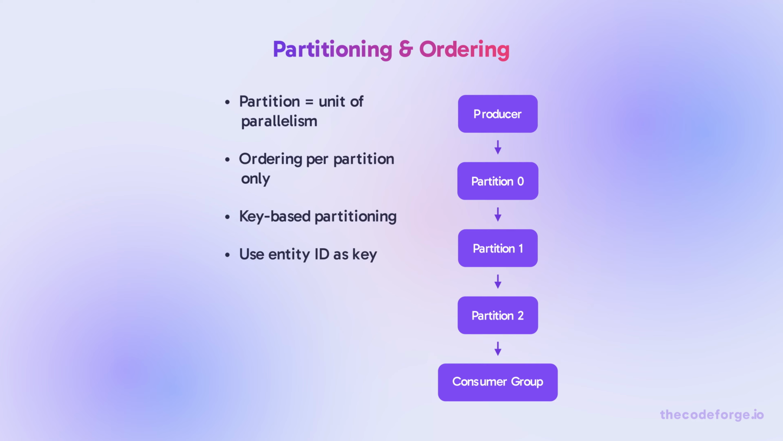Producers write to partitions based on a key. Within a partition, messages are ordered. Across partitions, order is not guaranteed. Use the entity ID as the partition key to maintain order per entity.